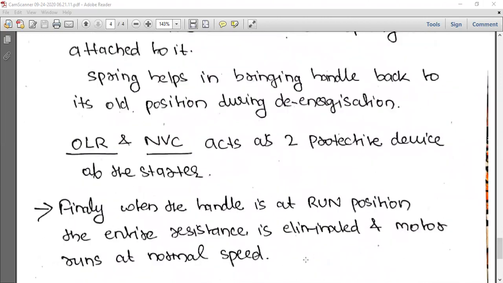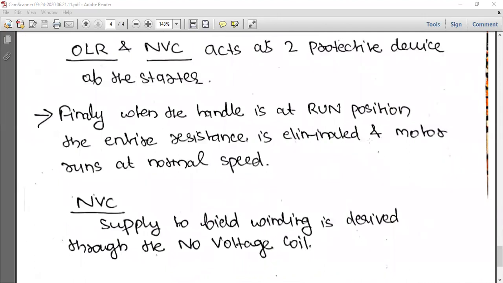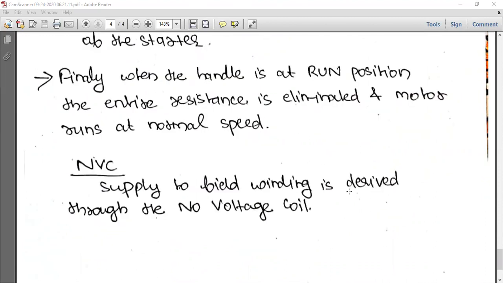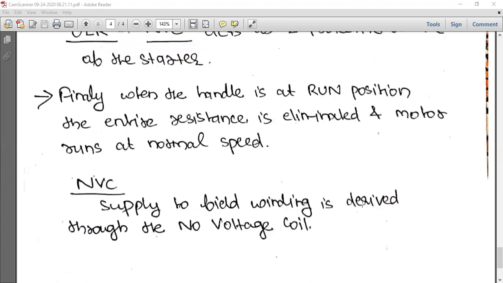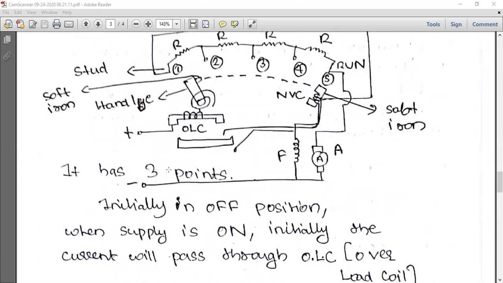OLR and NVC act as the two protective devices of the starter. Finally, when the handle is at the run position, the entire resistance is eliminated, just like I told you, and the motor runs at normal speed. The supply to the field winding is derived through the no voltage coil; you can see that it comes through the no voltage coil. So OLC and NVC are the two protective devices. The overload coil protects the device when the current is dangerously high.